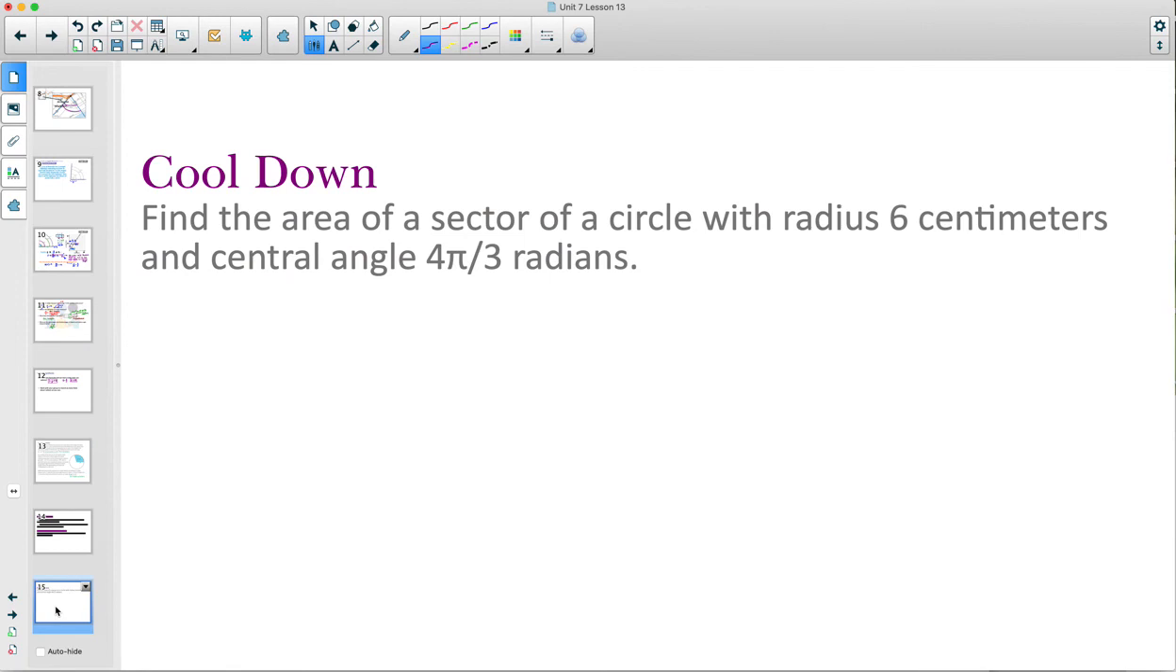And then here's the cooldown. You should hopefully be able to find the area of a sector with a radius of 6 and a central angle of 4 pi over 3. If you need help, be sure that you reach out to your teacher.